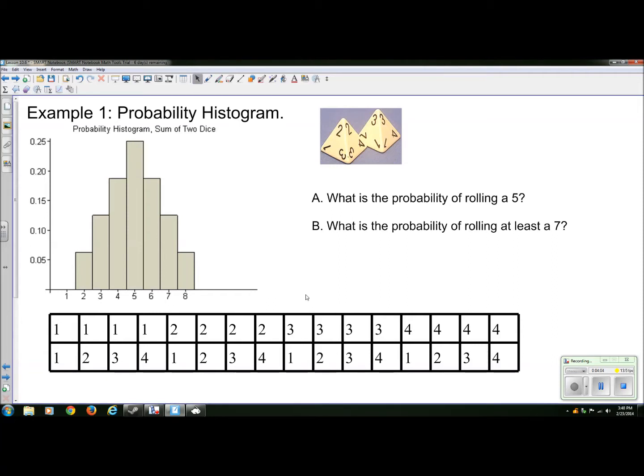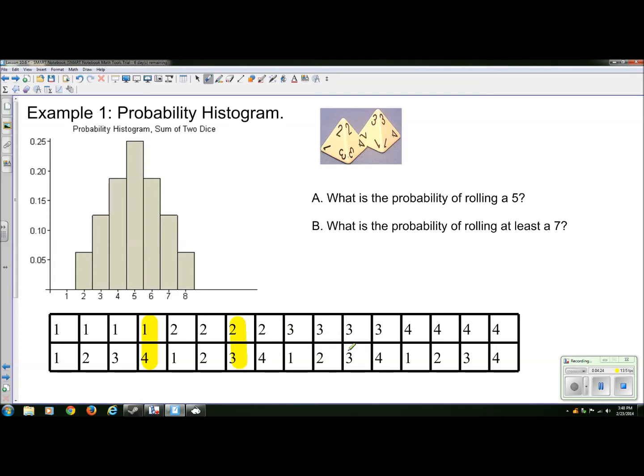So I'm going to ask, what's the probability of rolling a 5? Well, the first thing we need to do is go through and find ways that you could roll a 5. So let's do that. Well, 1 plus 4 is 5. So there's one of them. A 2 plus 3, that's 5.